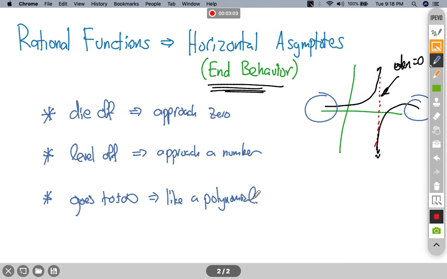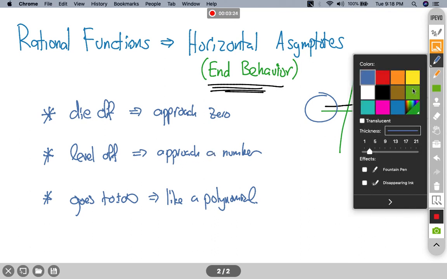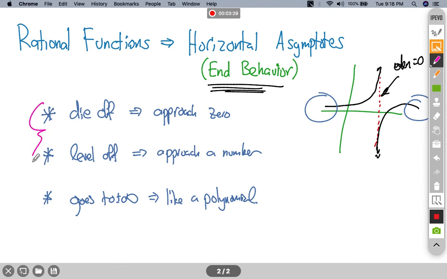So when we look at the end behavior for this, we can approach 0. We can die off to 0. And we kind of saw that in some of our exponential functions. Back when we looked at geometric sequences, some of them died off to 0. We can have level off. That's kind of dying off, but it's hitting some number besides 0. These two cases put together are what we're going to talk about here.